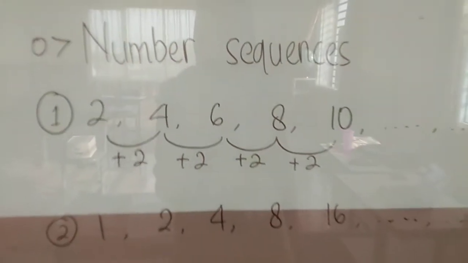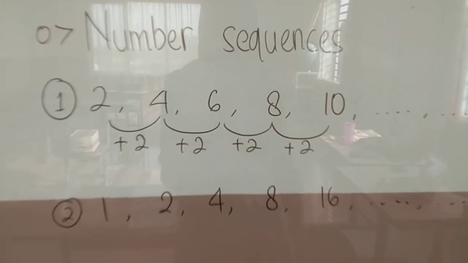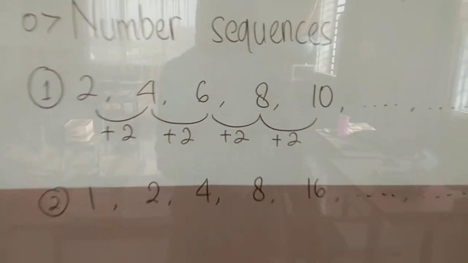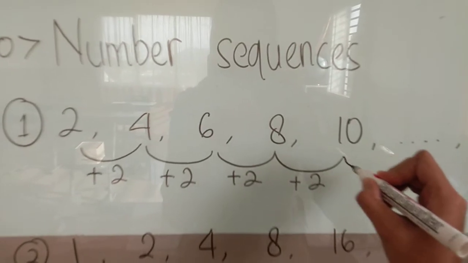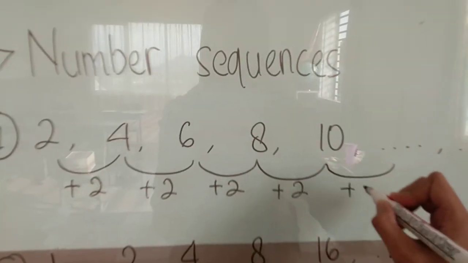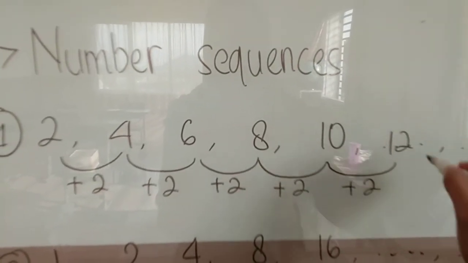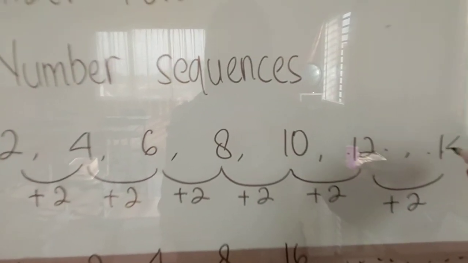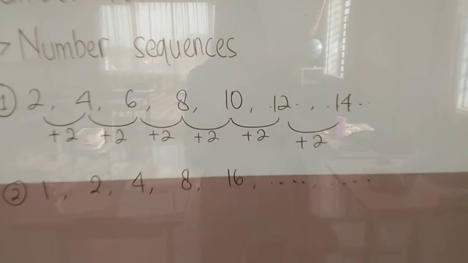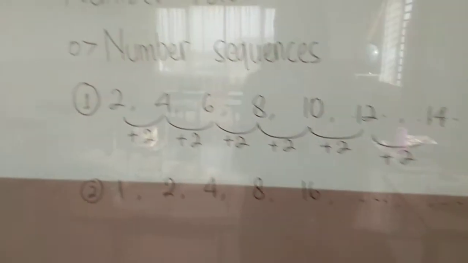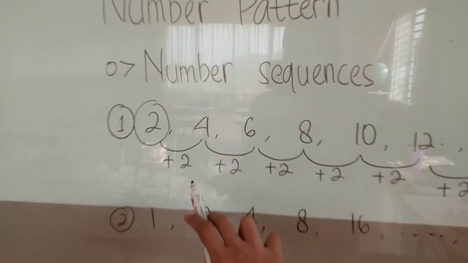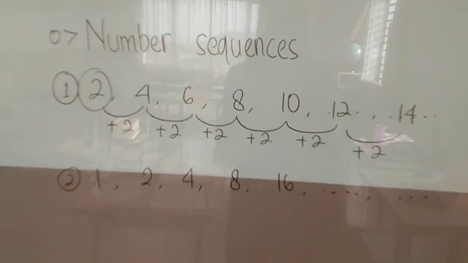So if you have to find the next 2 terms of this number sequence, you just add the same, like the pattern is add positive 2, so you get 12. This one also add positive 2, so we get 14. Okay, so the rule is start with 2 and add positive 2 to get the next term.